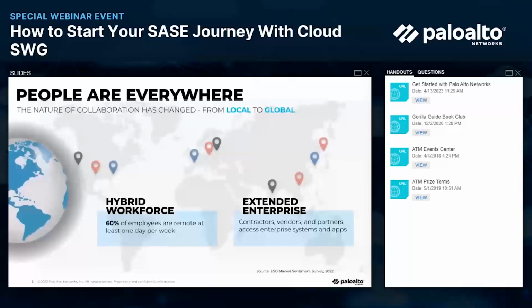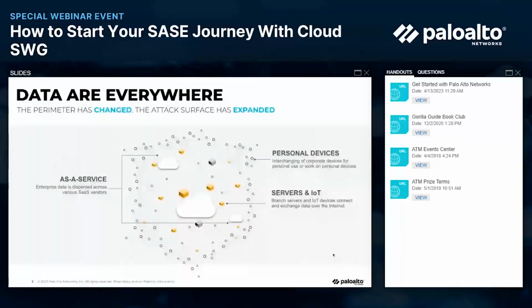So what I mean by that is organizations are utilizing third-party contractors, vendors, strategic partners. These are people outside the organizations that need access to the same business critical enterprise apps and systems. And so all of this is connected through the internet. And let's go ahead and move on to the next slide.